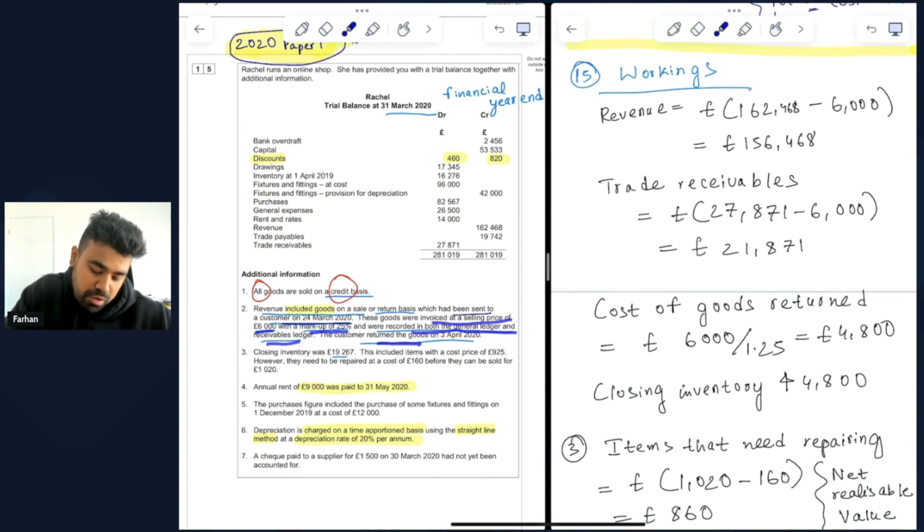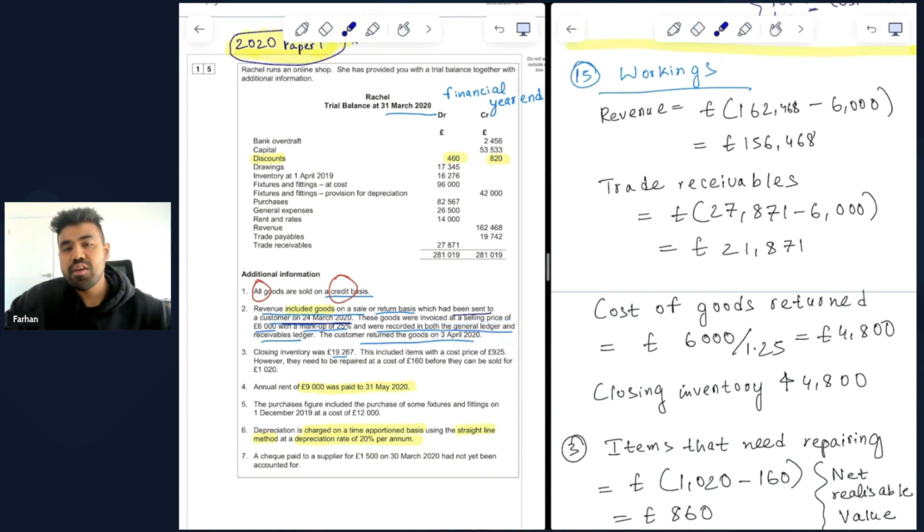The customer returned the goods on 3rd April 2020. So what's happening in this case is that we have made a sale on credit to a customer, and the amount of the sale was £6,000. This sale took place before the end of the financial year, and this sale took place on 24 March 2020. Our financial year ends on 31 March 2020.